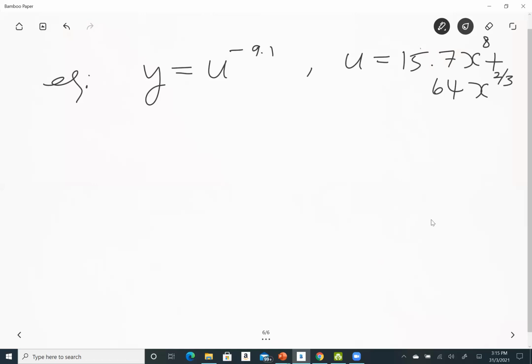So you see here, y is a function of u. U is a function of x. So now I want to find dy du and dy dx.